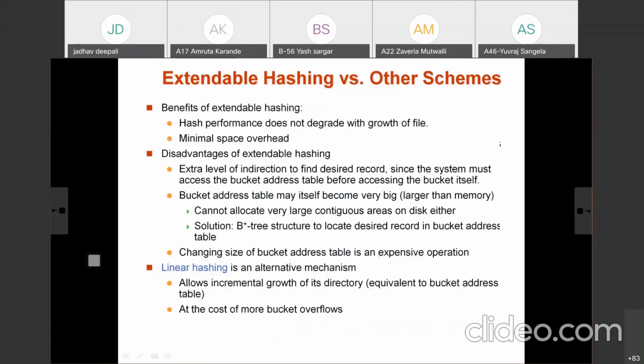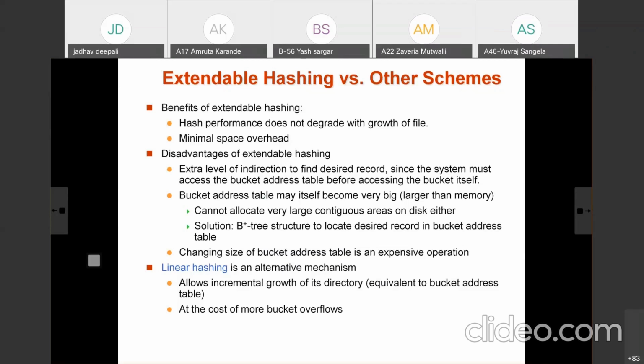Now, what are the benefits and what are the disadvantages of extendable hashing? The first benefit is that hash performance does not degrade as the file grows. Why? Because we create the buckets as per requirement, so there is minimal space overhead and no space waste at the start of the file. Initially, we start with only 1 bucket, then 2, then 3, then we increase the value of i, and we can have 7 buckets, 8 buckets as per requirement. So that is the major benefit of extendable hashing.